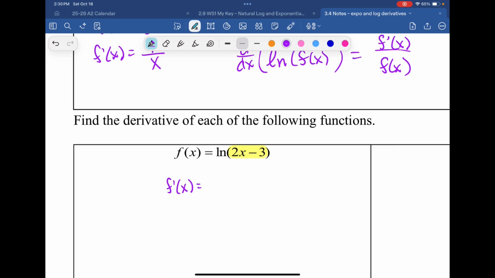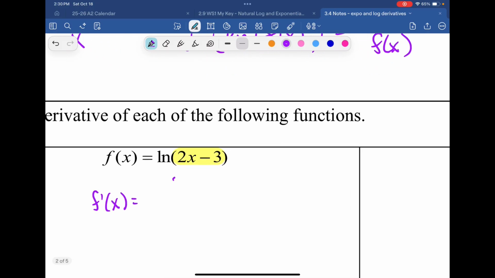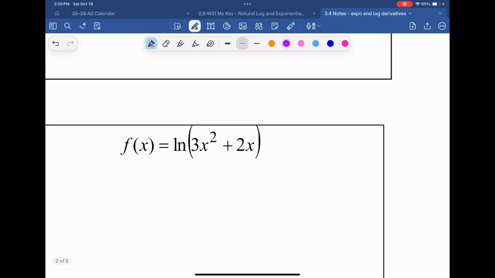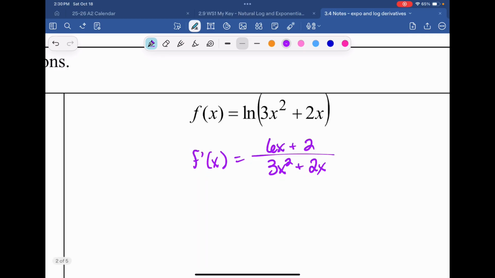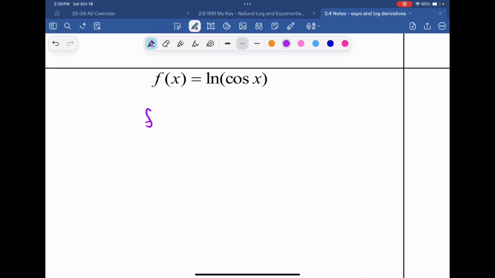All right, so we follow this: derivative of the argument, so 2 over the argument. Okay, I'm not even going to stop the video. Derivative of the argument over the argument. That one you do is tangent.